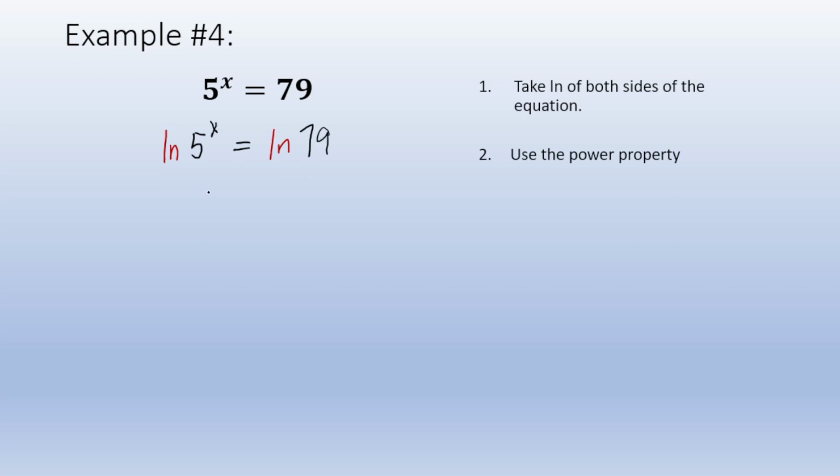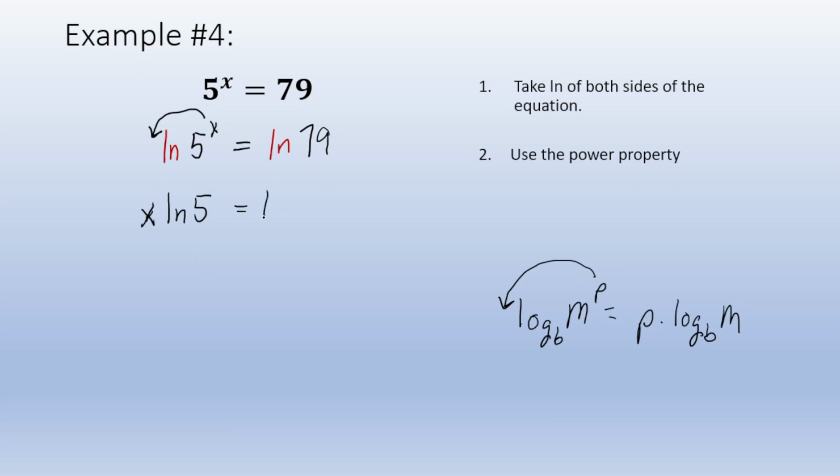The next step will then be to use the power property of logarithms. If you recall the power property, the log base b of m to the p power is equal to p times the log base b of m. We essentially take the exponent, bring it out in front, and make it a coefficient. When we apply the property here, that will give us x times the natural log of 5 equals natural log of 79.